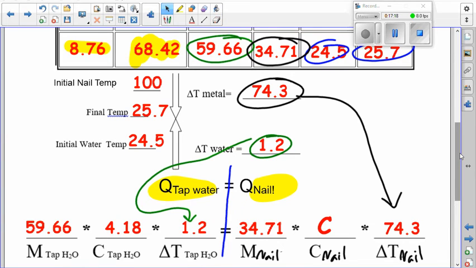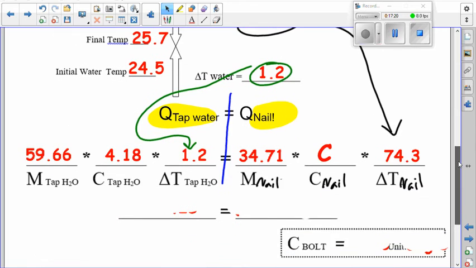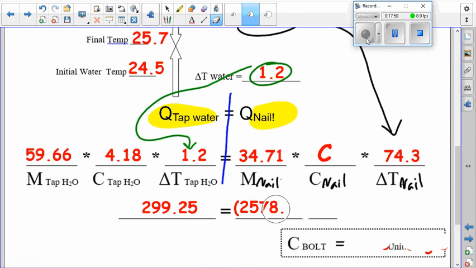So as we simplify this, 59.66 times 4.18 times 1.2. Luke, what did you get for that number? These three combined. 59.66 times 4.18 times 1.2. Okay, yeah, there you go. Kept a couple of decimals, that's great. Ian, what about you? We did 34.71 times 74.3 to simplify. If you haven't done that yet, go ahead and plug it into your calculator for me. 34.71 times 74.3. Okay, I think that sounds about right. 2,578.95. Now just multiply that by C still.